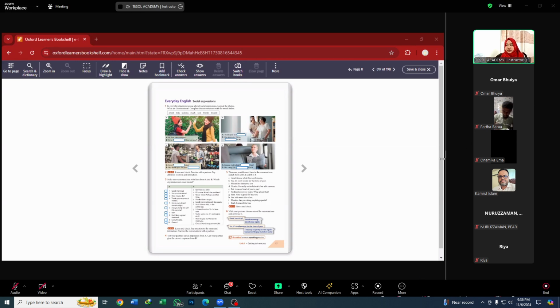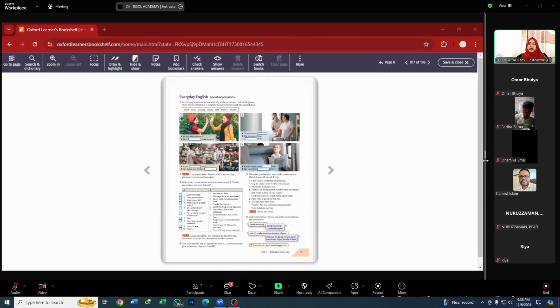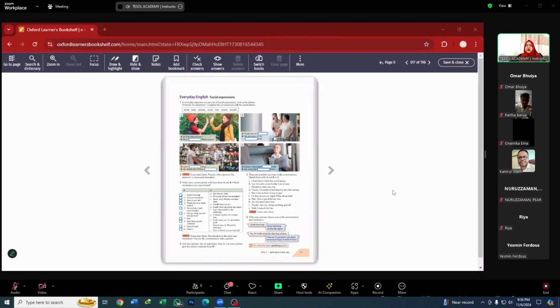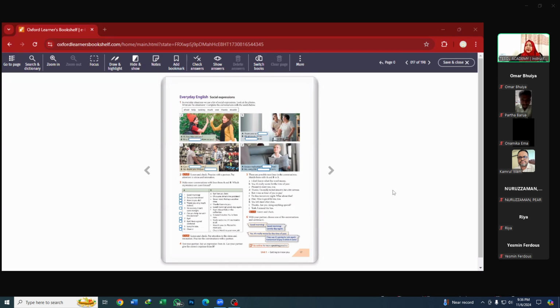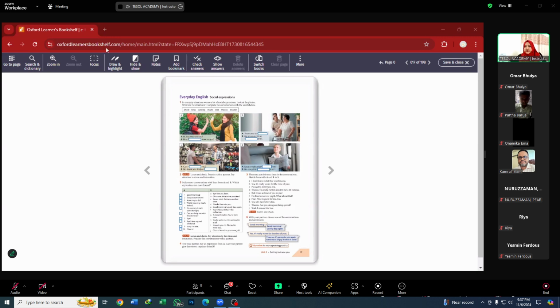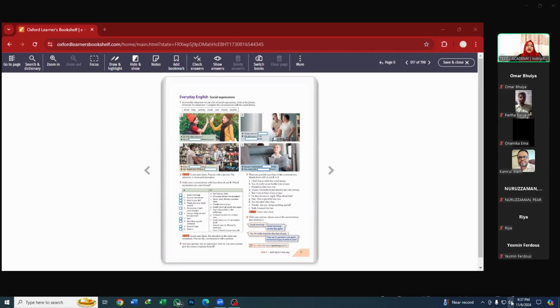So you all know that there are 12 units in this course book that we're going to follow, and we will be completing these 12 units. You will find this lesson in every unit of this book. So in total, there will be 12 lessons like this that will involve speaking and communication, and this will improve and develop your speaking and communicative skills.